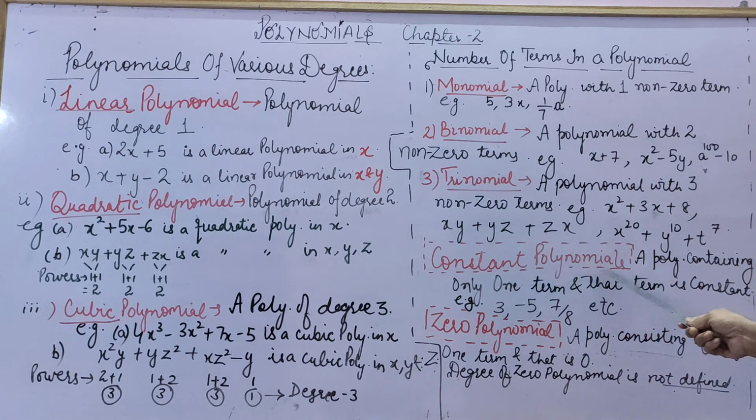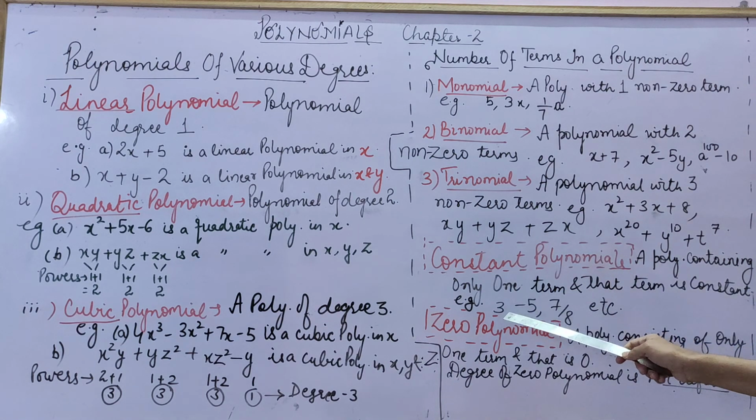Next comes constant polynomials. A polynomial containing only one term, and that term must be a constant, is known as a constant polynomial. Constants you all know are the numeric values like 3, 4, 7, 9, 8, 11. So I can say constant polynomials are the polynomials which have only one term and that is a constant. For example, 3, 7 by 8, minus 5 and so on.